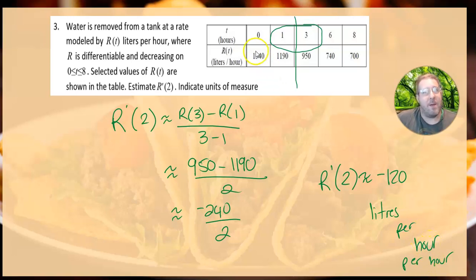Now, you might be wondering, why am I saying per hour? Because in the question itself, it says R of t is liters per hour. So if R of t is already a rate, as a matter of fact, it says it right there, then essentially what we're doing is we're finding an average rate of that rate.